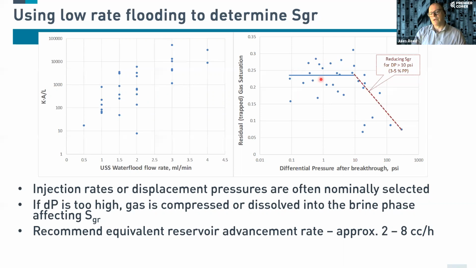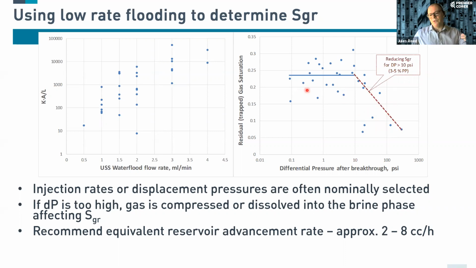And I correlated the differential pressure at breakthrough of all of these different samples, and what we saw was the residual gas saturation compared to that. And as we got over something like 10 psi, we started to see this decline in the residual gas saturation. And that's because we're beginning to now dissolve gas into the sample.